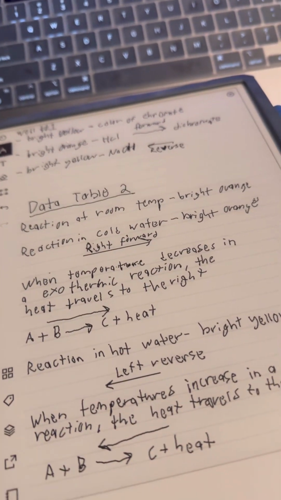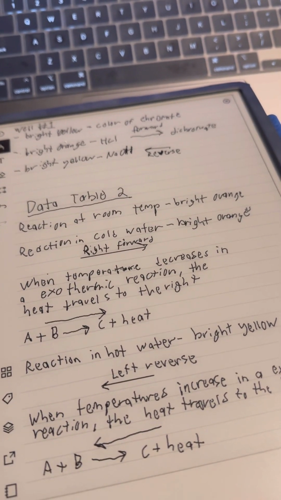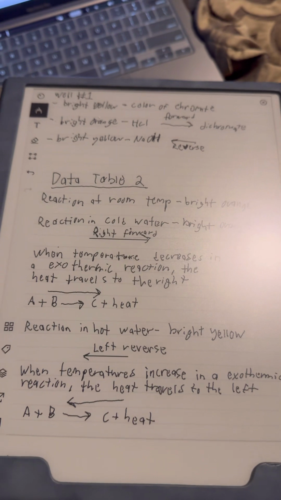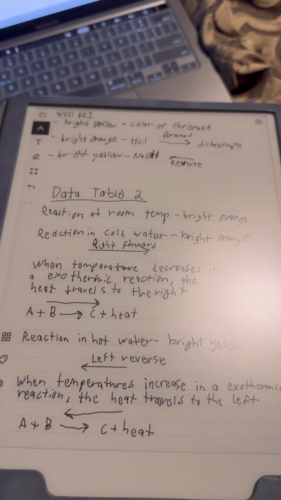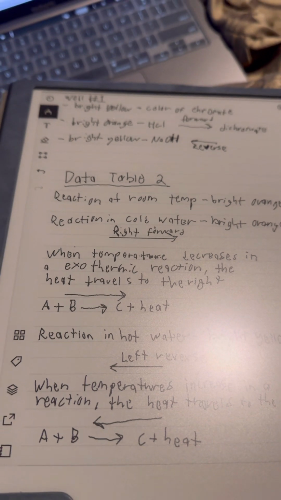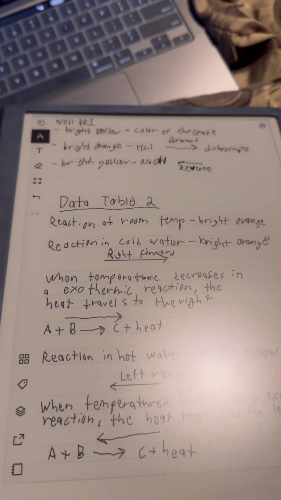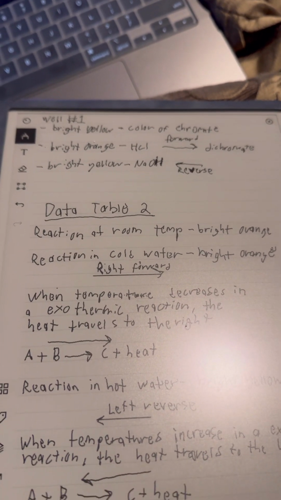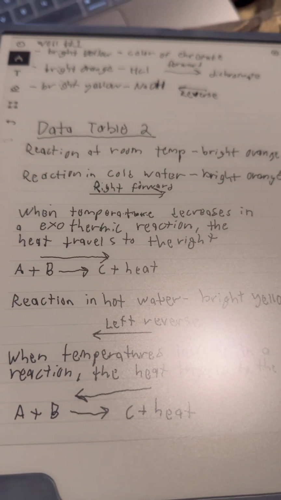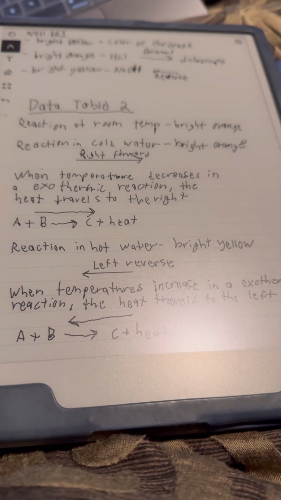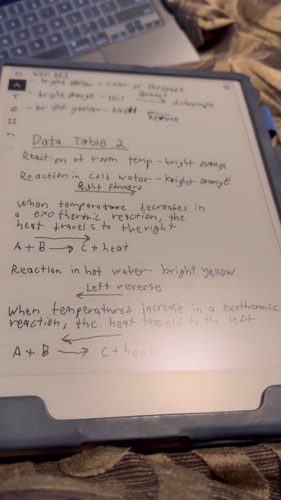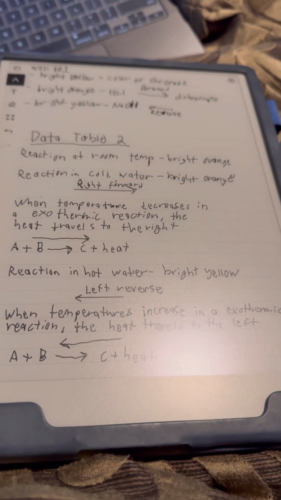Based on our results from the heat test, we can infer that this reaction is an exothermic reaction. So here's my explanation behind it. Whenever the temperature decreases in an exothermic reaction, the heat travels to the right. So in the exothermic reaction, the heat is with the products. Bright yellow means the reactants, and bright orange means the products. Since it was a bright orange color with the cold water, it moved to the right. And when the temperature increased in the exothermic reaction, the heat travels to the left, so it turned into a bright yellow.